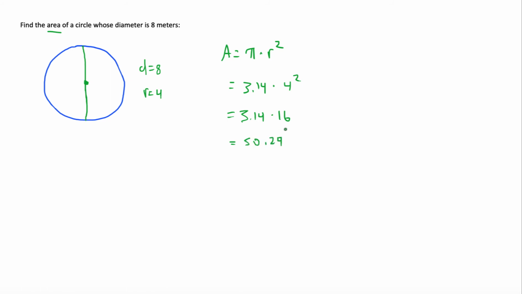50.24. And what are the units here going to be? It's going to be meters squared. So we can write it out as meters squared. We can actually write it out as squared meters as well. So meters squared here like that, or 50.24 square meters.